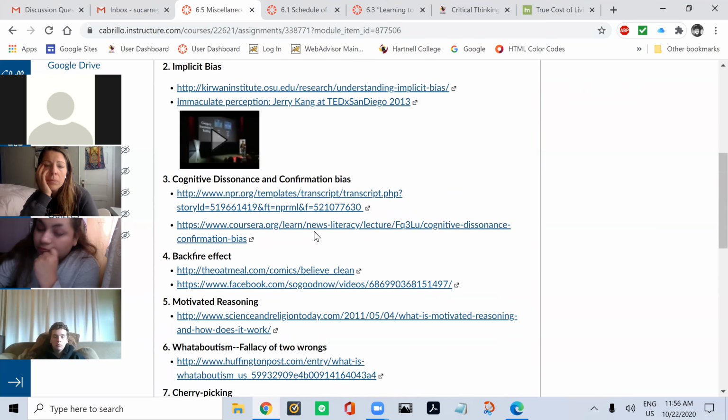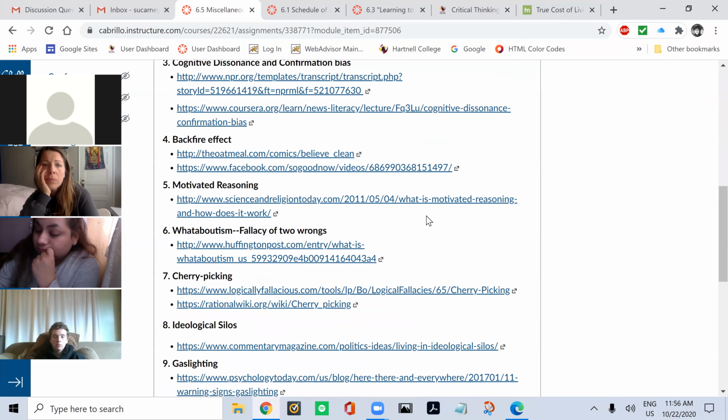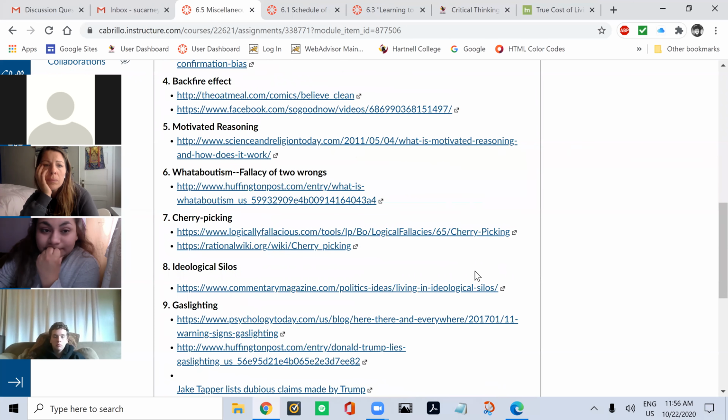And it's implicit bias, cognitive dissonance and confirmation bias, backfire effect. This is really interesting, the backfire effect. If you don't know what that is already, you're going to be really interested in that. I was, in trying to figure out why facts don't work on some people. Why you can make a really good argument with all of your facts and all of your research backing it up, and people will still be like, nope, climate change isn't real. You're like, what? This will explain that, backfire effect.